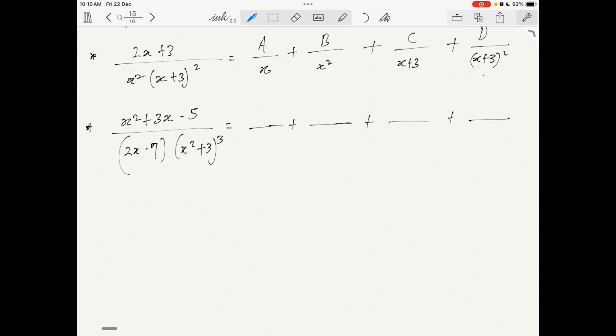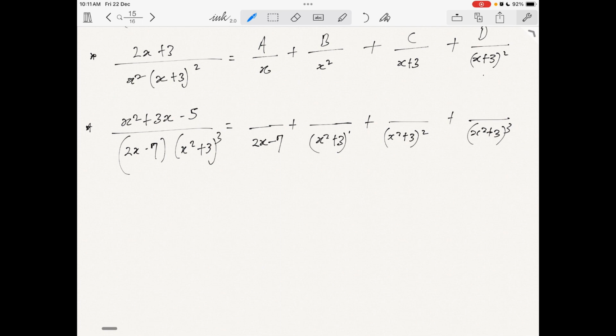The first one, which is linear, is 2x - 7. The second one will be x squared + 3 raised to power 1, and this one will be x squared + 3 raised to power 2, and x squared + 3 raised to power 3. The number here, 3, must tally with the power here.